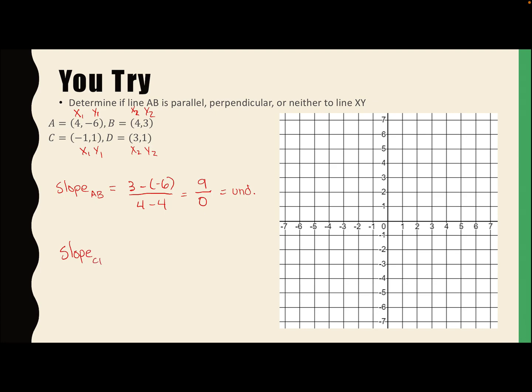And then we get slope of CD. That's going to equal 1 minus 1 over 3 minus -1. Put that in parentheses. So we get 0 over 4, which equals 0. Remember, undefined and 0 are reciprocals. And if the slope of a line is undefined, that means it's vertical. So that's a vertical line, and this is a horizontal line. So we would say AB is perpendicular to CD. We can just put a line segment. We'll put a line over those things.